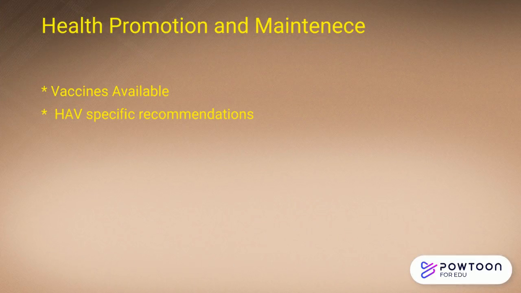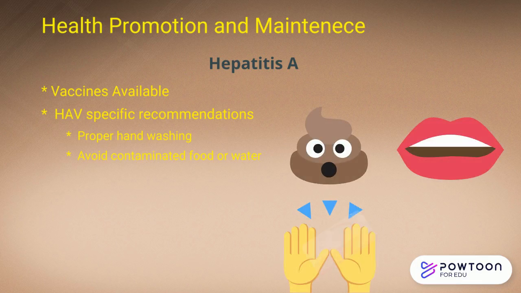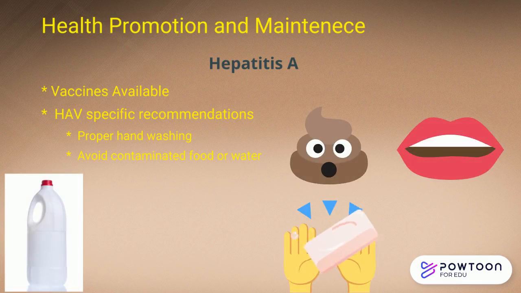So hepatitis A, it's a hardy little virus. There is a vaccine available again. It is transmitted through that fecal-oral route, which is why it's really important to wash the hands, especially after the bathroom. That's why you see all those signs in the bathroom. Bleach is also a very effective cleaner and disinfectant for HAV.